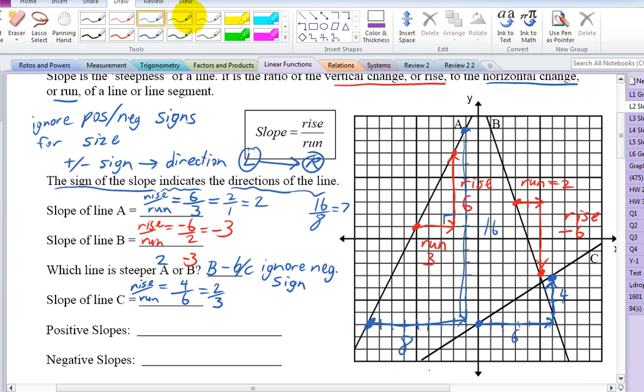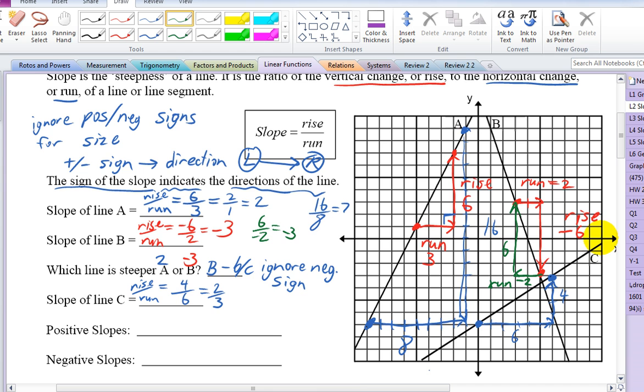Let's go back to line B. What if I wanted to go backwards? Say I took this point and I did my run first. I went to the left. If I counted left for my run, what kind of run would I have? Negative 2. I could then go up 6, but it doesn't matter, because I could also have 6 over negative 2, which still equals negative 3. Okay, so it doesn't matter which direction.